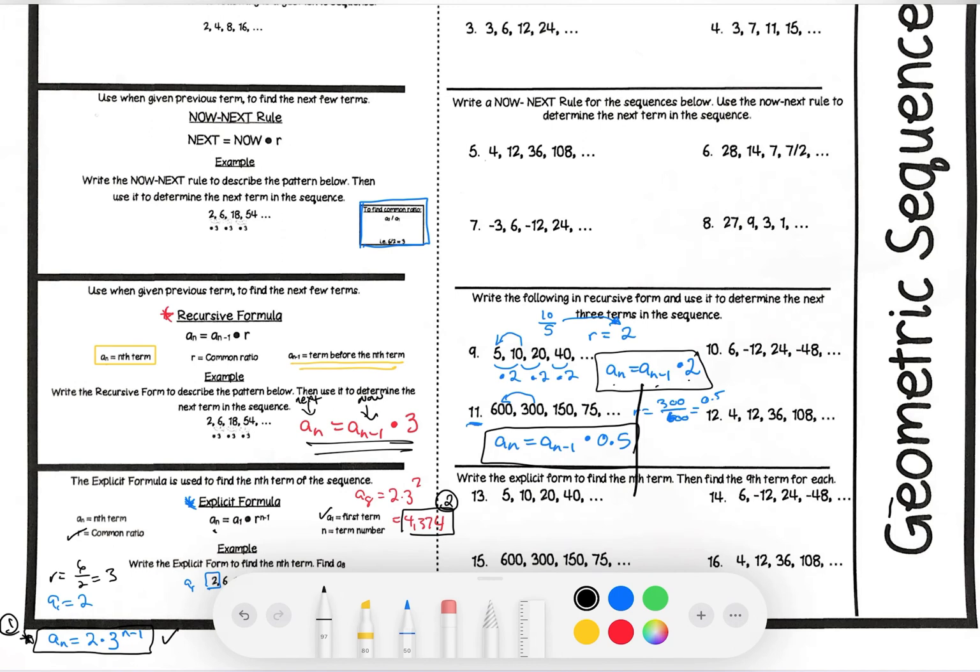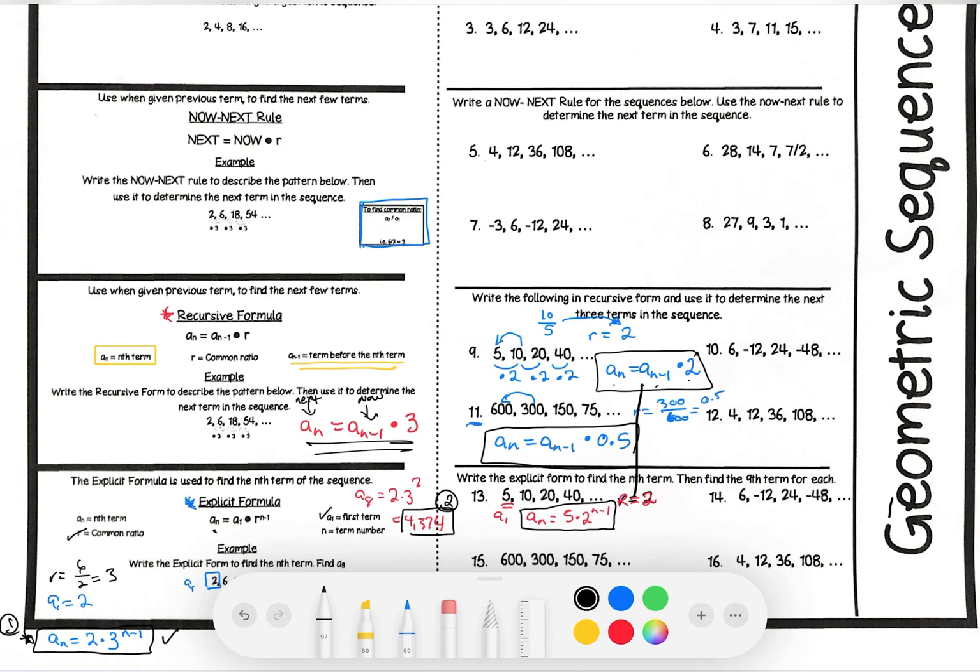All right. So what about 13? We already know our common ratio is 2. And we know that from number 9, right? We said R is 2. Our first term in the sequence is 5, A1. So now to write our formula, we have A sub n is equal to 5 times 2 to the n minus 1. All right, that's our formula to find the nth term.